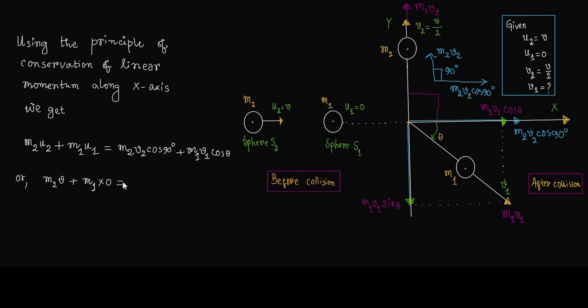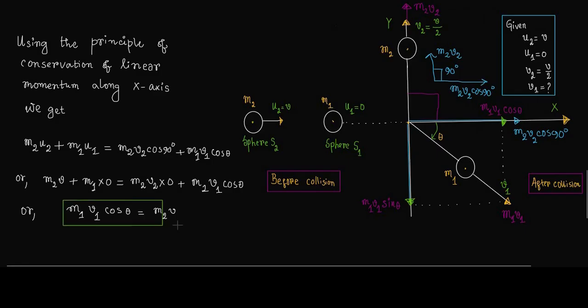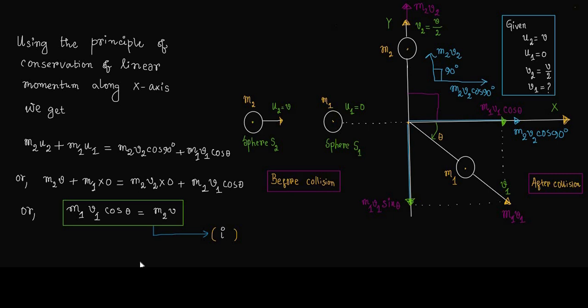Or, m2 v plus m1 into 0 equals m2 v2 into 0 plus m1 v1 cos theta. Or, m1 v1 cos theta is equal to m2 v, which is equation 1.